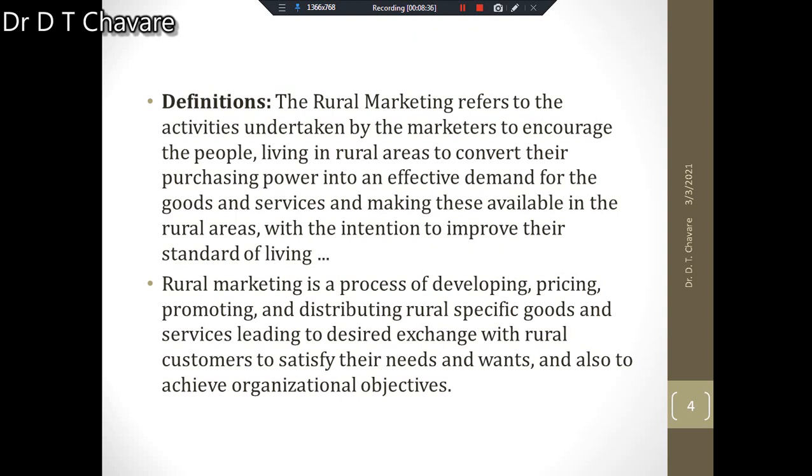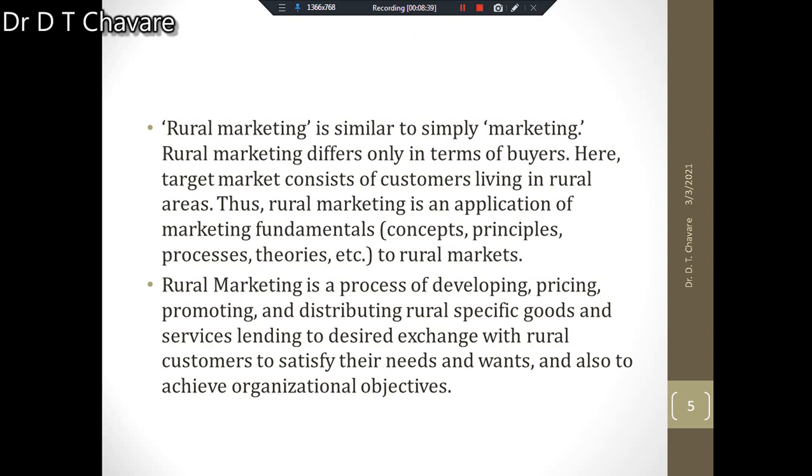Try to understand. Rural marketing is similar to simply marketing. Rural marketing differs only in terms of buyers. Here the target market consists of customers living in rural areas. Thus, rural marketing is an application of marketing fundamentals. What are those fundamentals? Concepts, principles, processes, theories, etc. These marketing fundamentals are applied to rural markets. It means that rural marketing is similar to simply marketing.